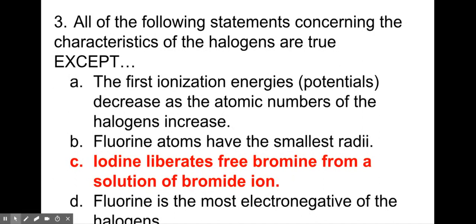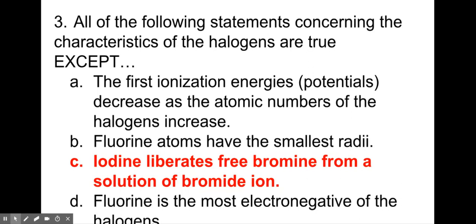Number 3. All of the following statements concerning the characteristics of the halogens are true, except. Wow, love these types of questions. Not, because these questions, they're saying, hey, everything here is true, and you're looking for the one thing that isn't. So they're sometimes a little bit more confusing. So you really have to take your time in analyzing what's happening here. Turns out C is the correct answer.